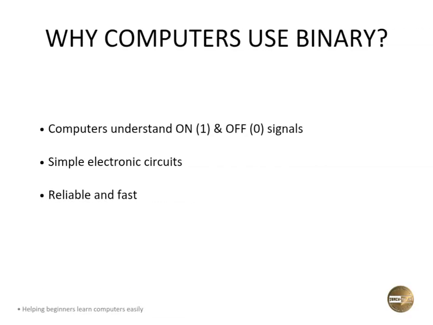Now, why computers use binary? Computers use electronic circuits. Circuits can be on or off. So, 1 is equal to on, 0 is equal to off. Binary is fast, reliable and very easy for computers.